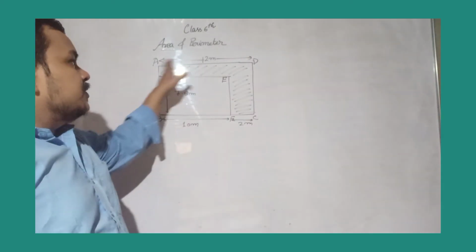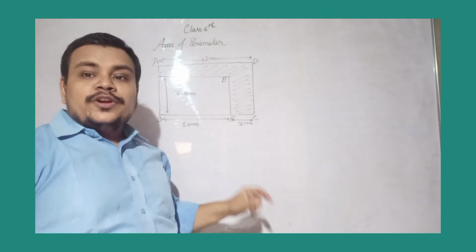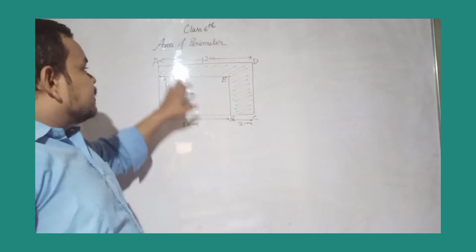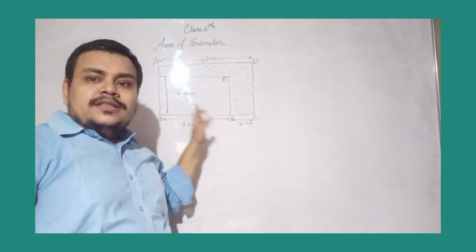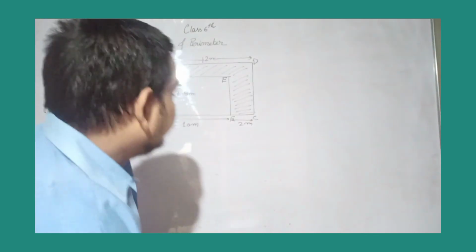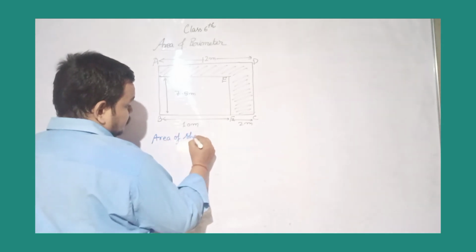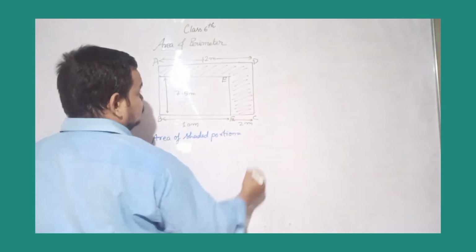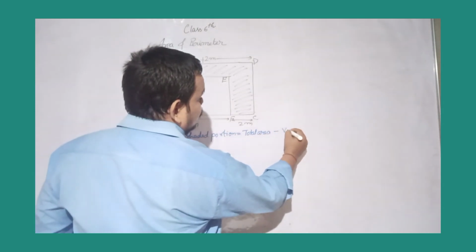Now in this figure, this is a rectangle ABCD in which some portion is shaded. So it is asking the area of the shaded portion. Then it is very easy. If we subtract this empty portion from the whole rectangle, then we can easily find out the area of the shaded portion. So we have to write the formula: area of shaded portion is equal to total area minus vacant area.